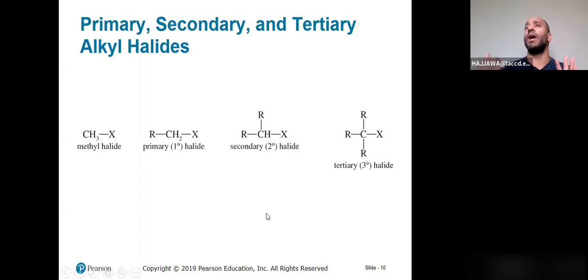When we get into the nucleophilic substitution reactions, we're going to start using those terms: methyl halide, primary halide, secondary halide, tertiary halide, vinyl halide, phenyl halide. It's very important that we already know what these structures are, in order for us to understand what's being discussed in those parts of the nucleophilic substitution reaction.